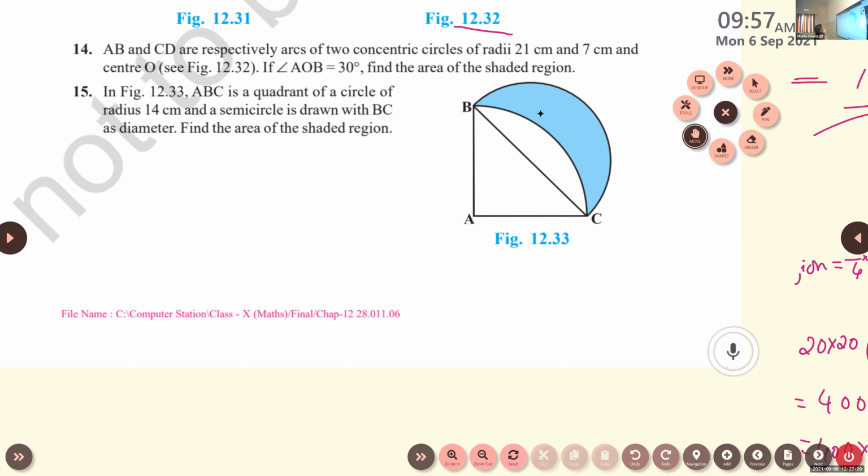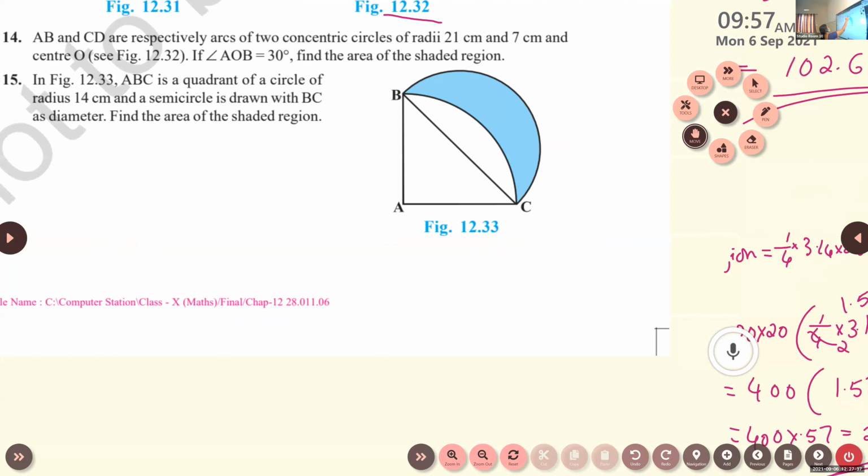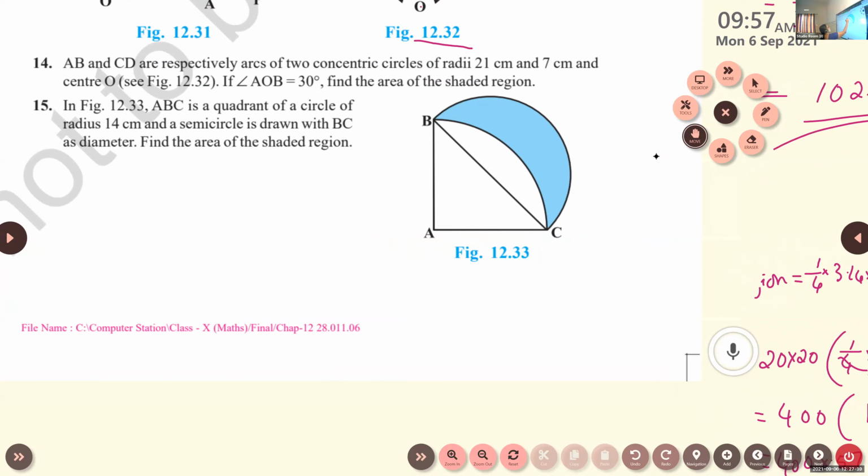ABC is a quadrant of a circle. This is a quadrant. First we have a quadrant. Then what? Radius is given, 14. And a semicircle is drawn with BC as diameter. Find the area of the shaded region.